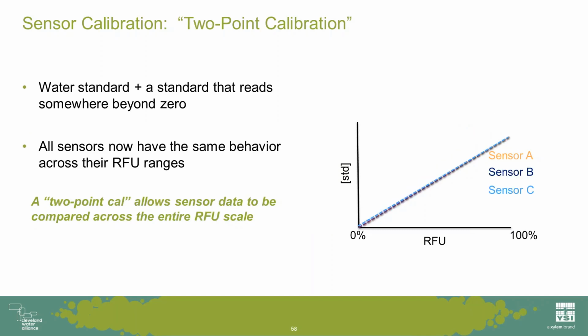A 2-point calibration will use a second standard somewhere further out in the RFU range, and it basically snaps all those sensors into line so that you can compare the reading across the entire RFU scale for those sensors. People doing harmful algal bloom monitoring who have a reasonable expectation of a bloom event should do a 2-point calibration. That is your best practice.